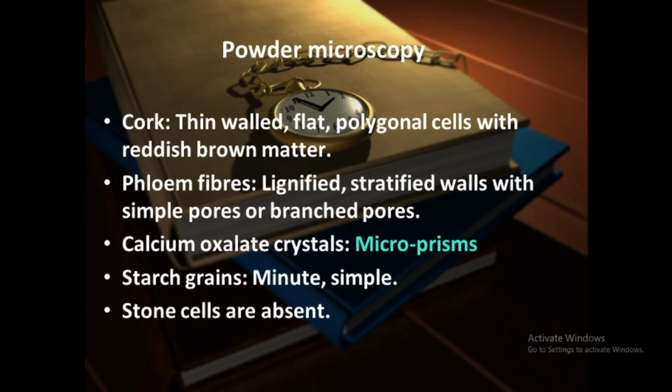Just see the powder microscopy. The cinchona powder shows the cork, again a most important microscopic characteristic of cinchona bark. This cork is basically thin wall, flat polygonal cells with reddish brown matter. The phloem fiber is a second microscopic characteristic. As I told earlier, lignified phloem fibers are present with simple or branched pores. Then microprismatic calcium oxalate crystals and minute simple and rounded starch grains. These are again two important characteristics.